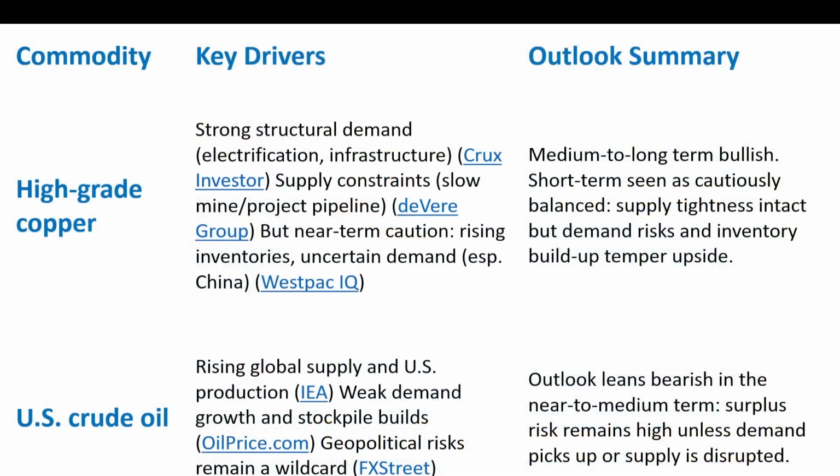In terms of the outlook, for copper the structural tailwinds are strong: green energy, electrification, and supply is challenged. That gives a generally positive longer term view, but near term risks of inventory and demand softness suggest it's not free of downside. US crude oil, the fundamental picture is weaker. Supply growth is outpacing demand growth. Inventories are rising, so unless there's a shock, geopolitical or demand surge, the bias is toward lower or sideways prices.